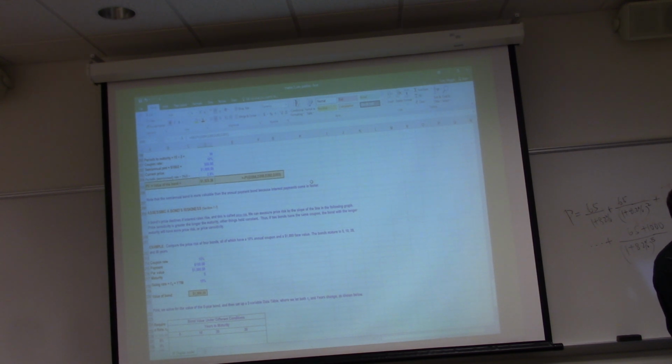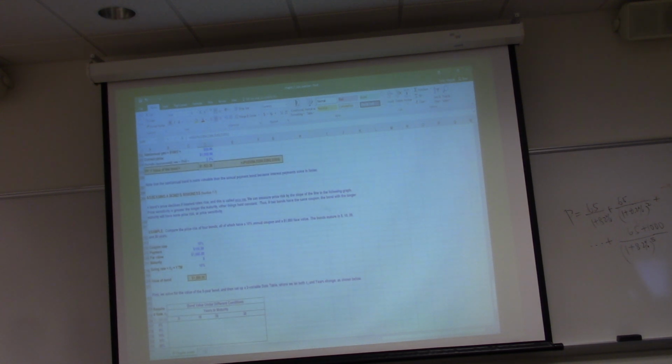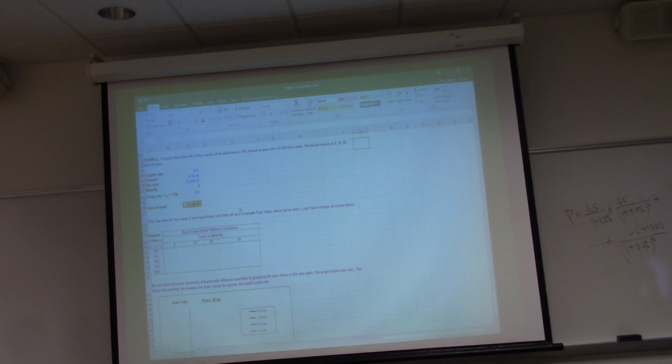Now the second part is asking you to do a data table. Joe, you got it right. Also, notice the coupon rate and the yield to maturity are the same in this case.